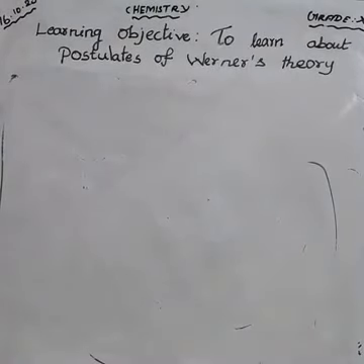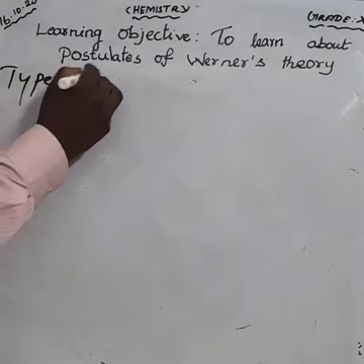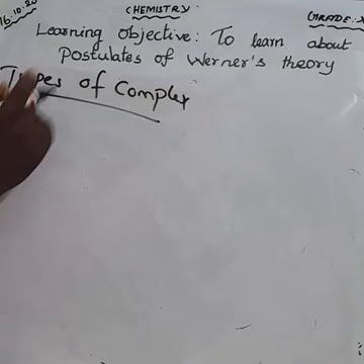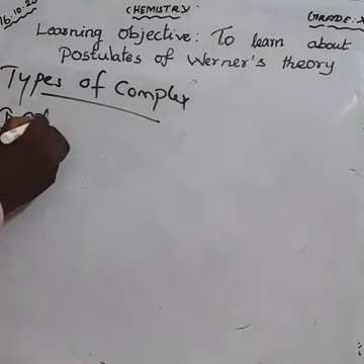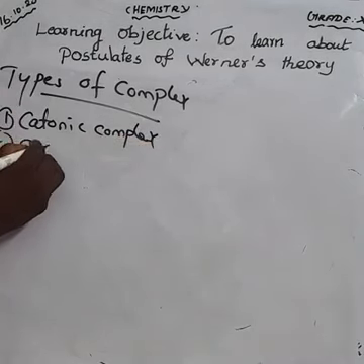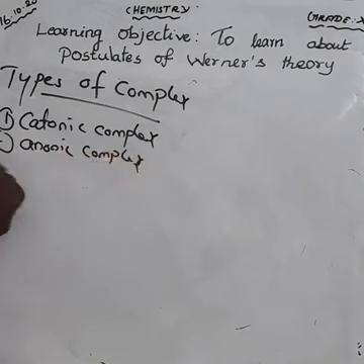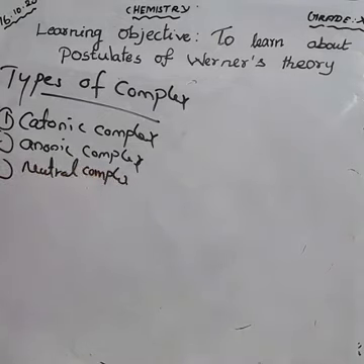Next, the types of complex. Types of complex means classification based on the net charge of the complex. We can classify them into three types: one, cationic complex; two, anionic complex; third, neutral complex. These are the three types of complex.